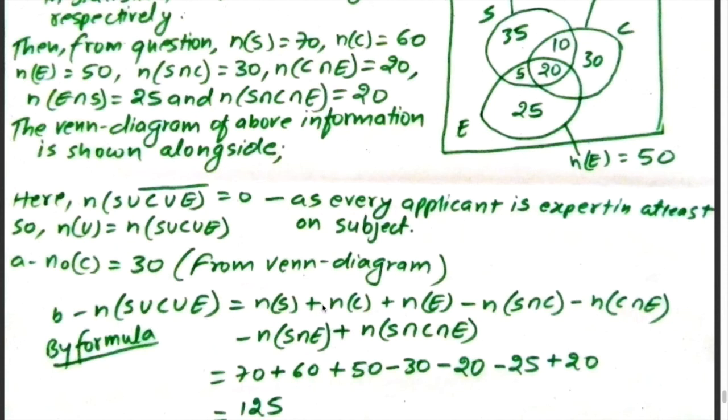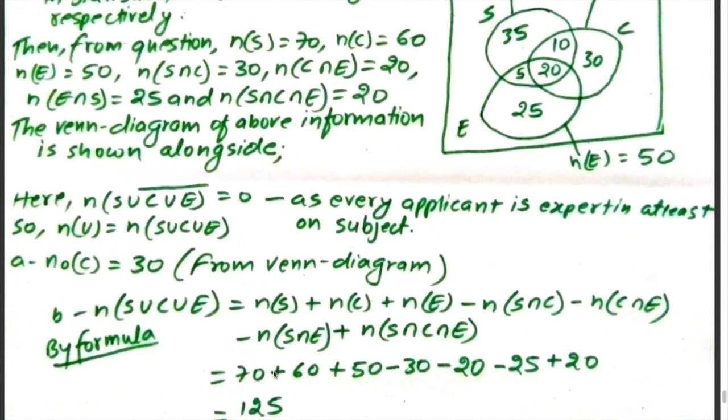Here is our formula for S union C union E: n(S) plus n(C) plus n(E) minus n(S intersection C) minus n(C intersection E) minus n(S intersection E) plus n(S intersection C intersection E).